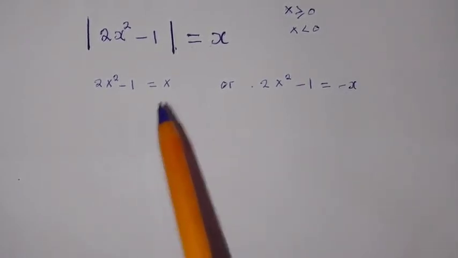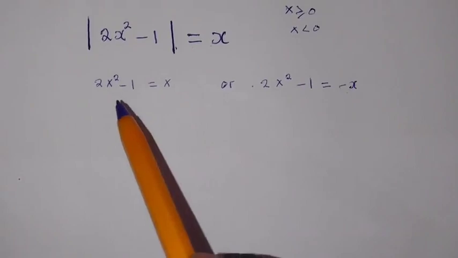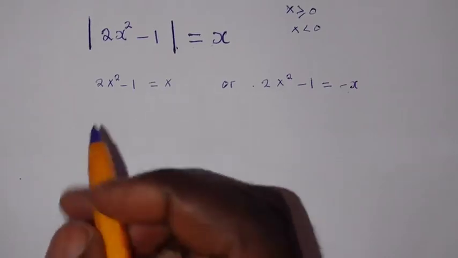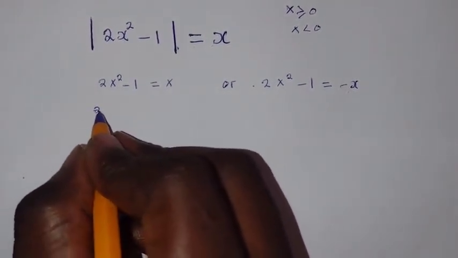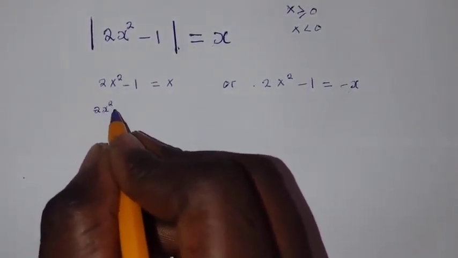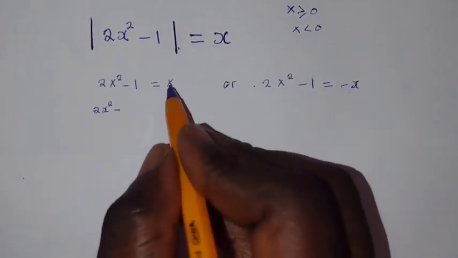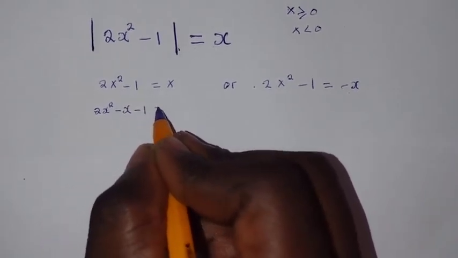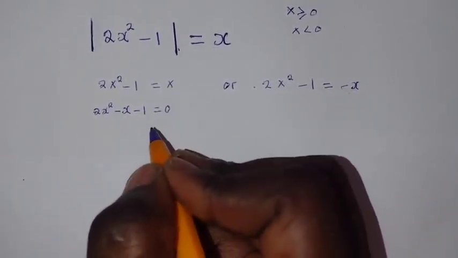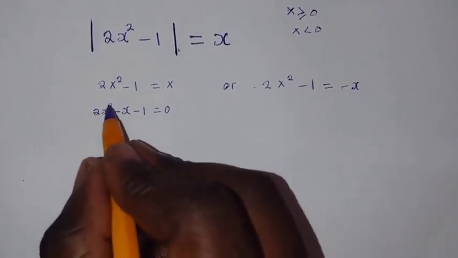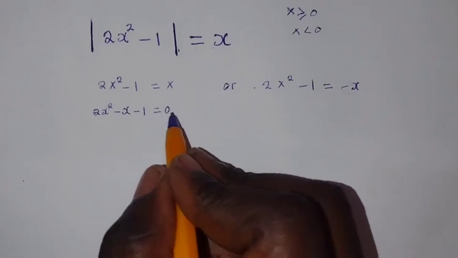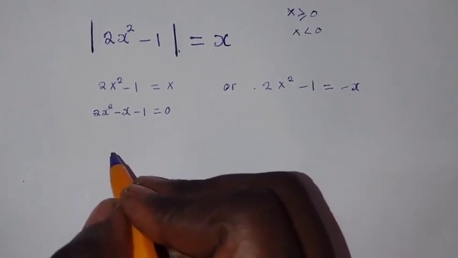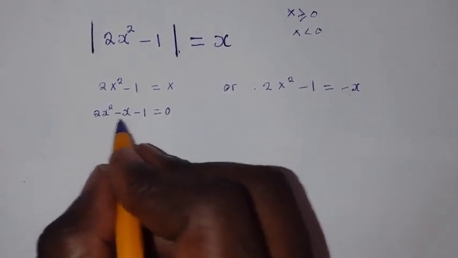So we can start by solving the left hand side, and then we come to the right hand side. We can have 2x squared, this is a positive x, minus x, then minus 1 equal to 0. We have remained with a 0 here. Now we have 2x squared minus x minus 1 equal to 0. This is a quadratic equation. We can solve it using the factorization method.